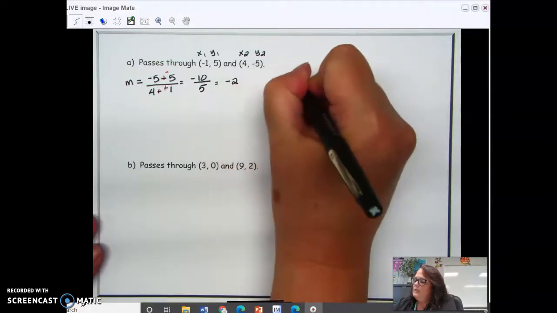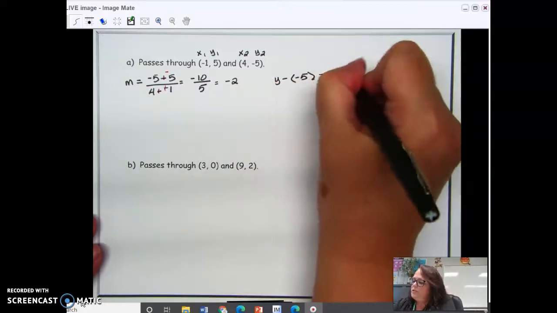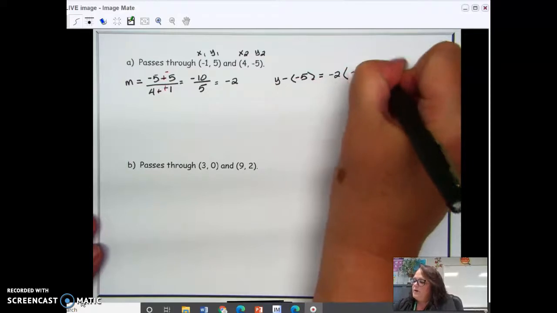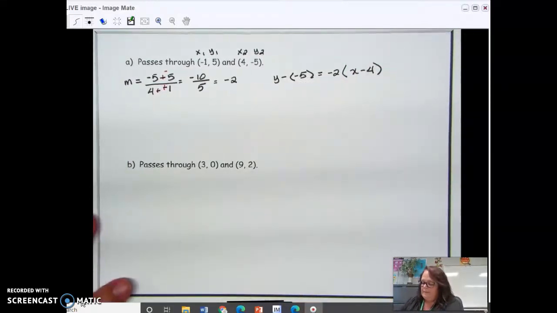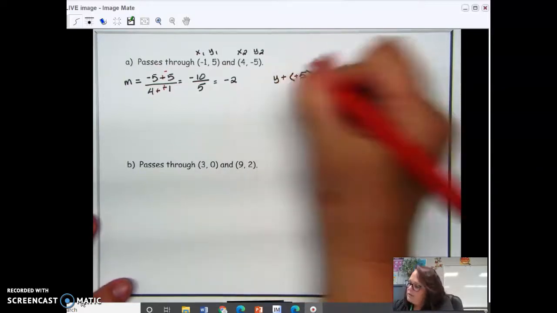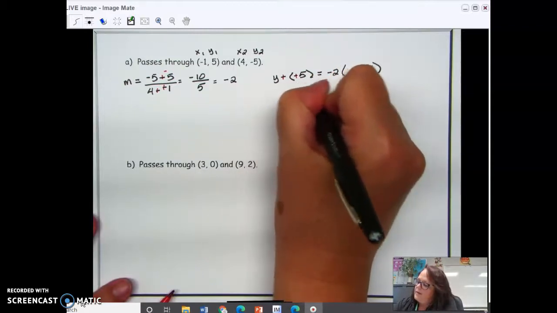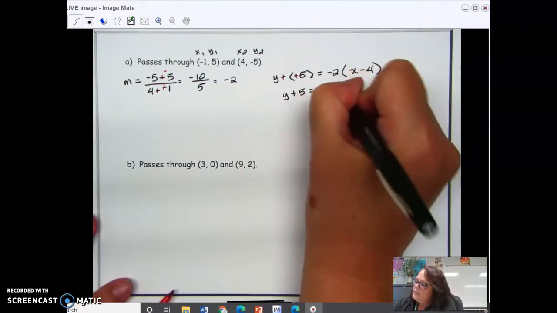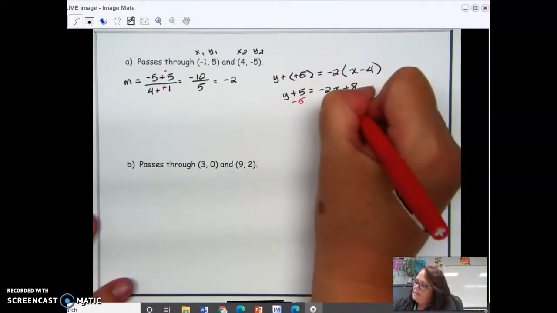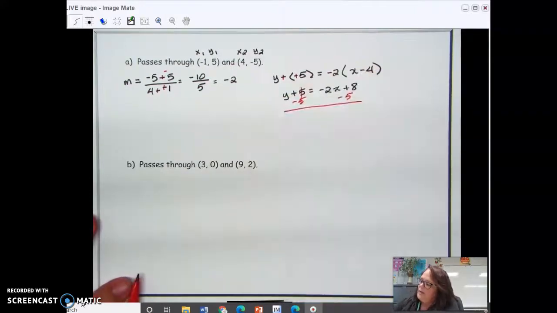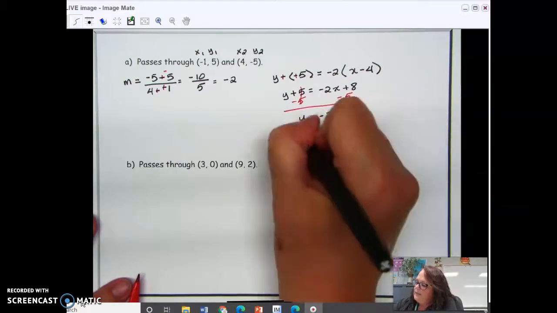So I'm going to say y minus the y part is equal to the slope I just found, which is -2, times x minus the x part. And again, make sure the -5 and the +4 come from the same point. So then if we keep change, we're going to go ahead and distribute that -2. So I have y plus 5 is equal to -2x plus 8. And then I'm going to go ahead and subtract 5 from both sides. And I have y is equal to -2x plus 3.